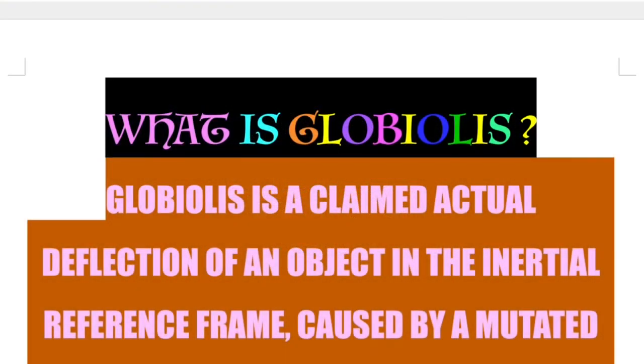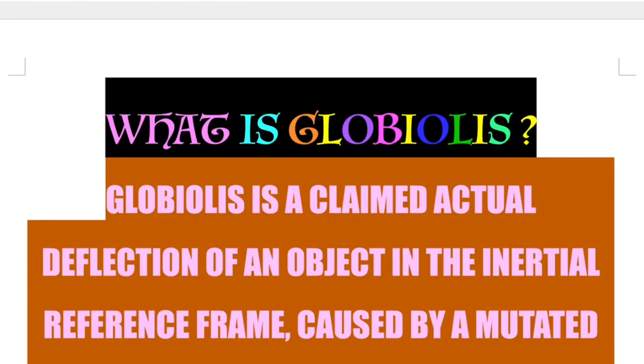Hey, how you doing? This is going to be called What is Globiolus? It's a detailing of the globe Earth's claim of what they tried to term as the Coriolis effect, but it is not. It is anything but. It is globiolus. Okay, let's get started.